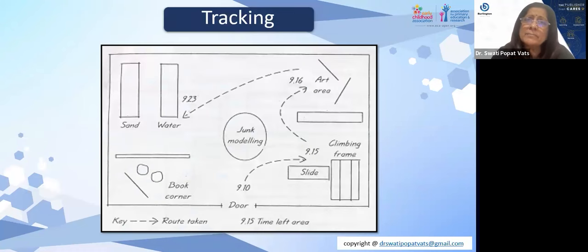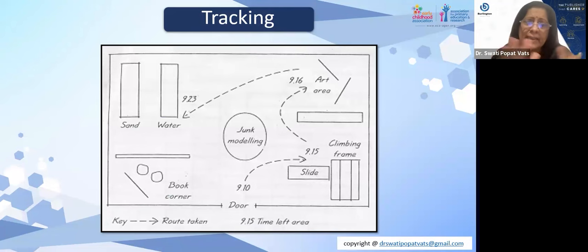It's called tracking. Tracking is where you draw a diagram of the classroom and you want to know how much time each child spends in each activity, or where the child moves around in the class. Then you do a time tracking. So if you see, this child entered at 9:10, spent some time and went into the slide climbing frame area. At 9:15, the child left from there and went to the art area, spent only 1 minute in the art area, and then went to the sand and water area where this child spent some more time.